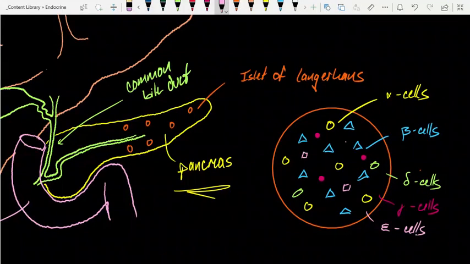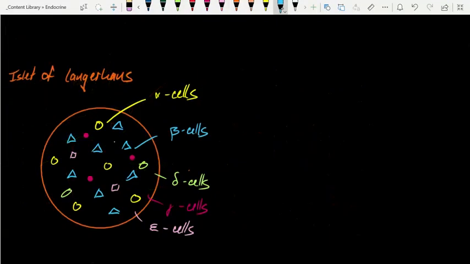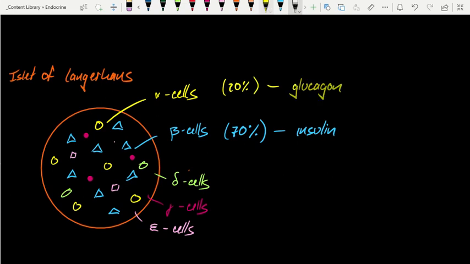Now, each of these has a separate and distinct purpose. Like we mentioned a minute ago, the beta cells make up the majority. This is about 70% of the total population, and these beta cells are responsible for the production and release of insulin. The alpha cells are the second most populous at about 20%, and they're responsible for the production and release of glucagon. And then that means the rest of these together make up the remaining 10%.